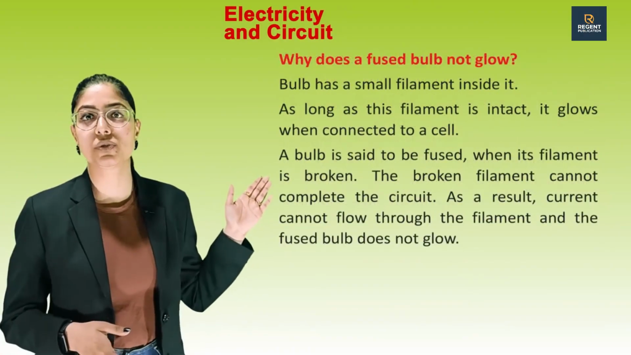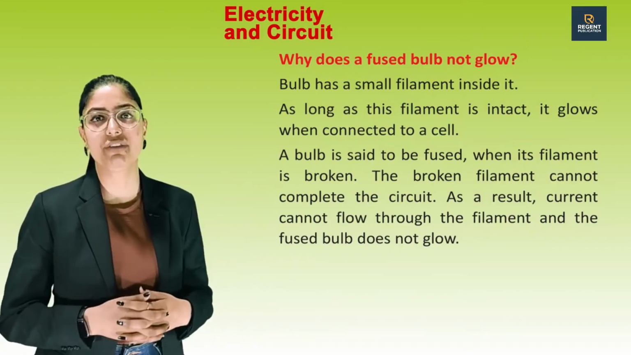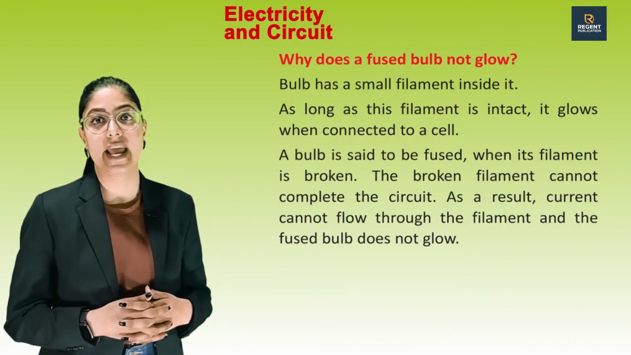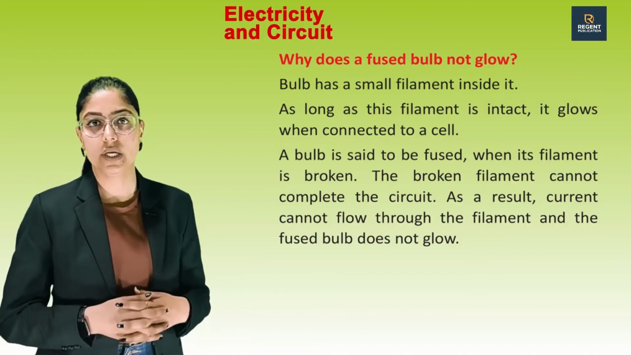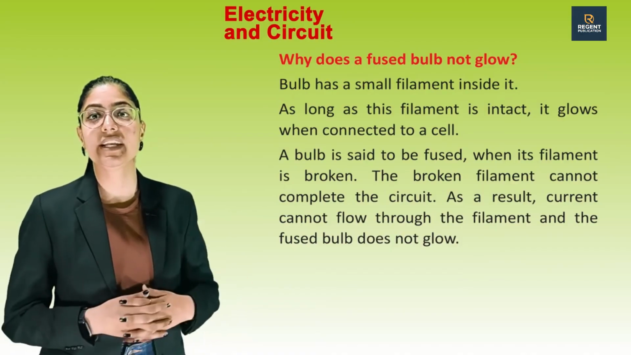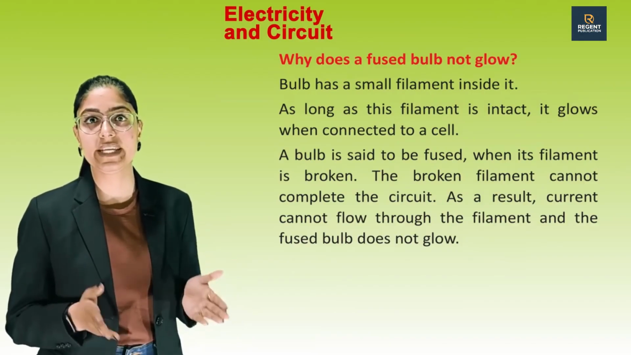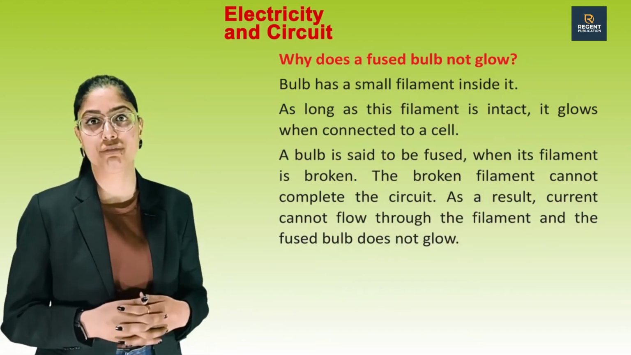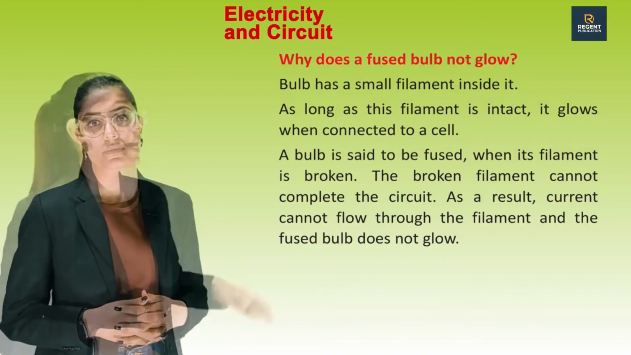Why does a fused bulb not glow? A bulb has a small filament inside it. As long as its filament is intact, it glows when connected to a cell. A bulb is said to be fused when its filament is broken. The broken filament cannot complete the circuit. As a result, current cannot flow through the filament and the fused bulb does not glow.